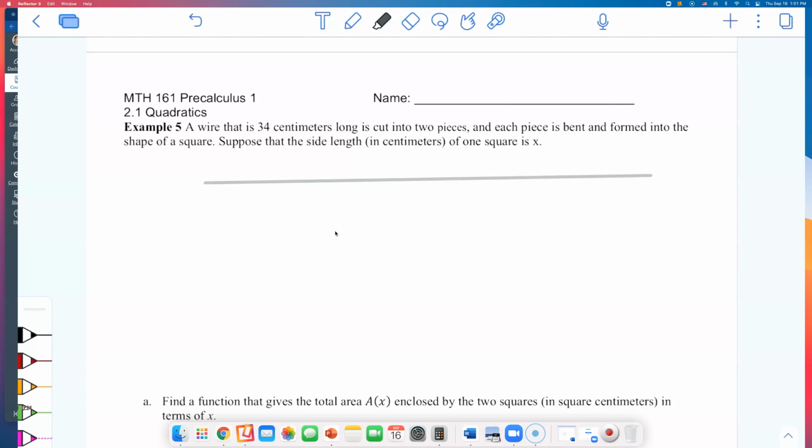And we're cutting it into two pieces. I'll just say I'll cut it right there. That's the scissor. Cut. Right there. And each piece is bent and formed into the shape of a square. Wow, okay. So let me see.